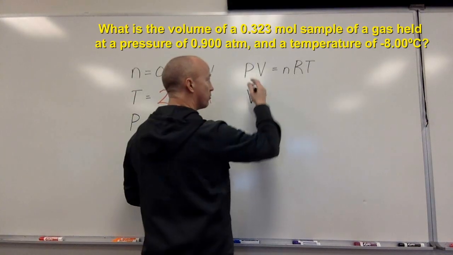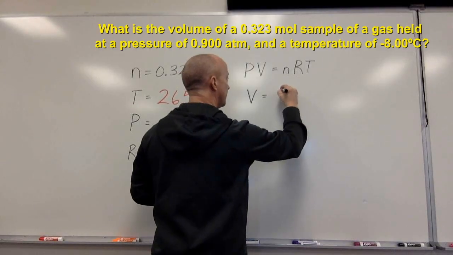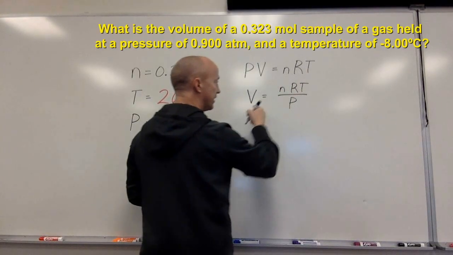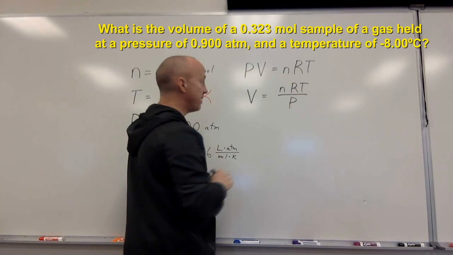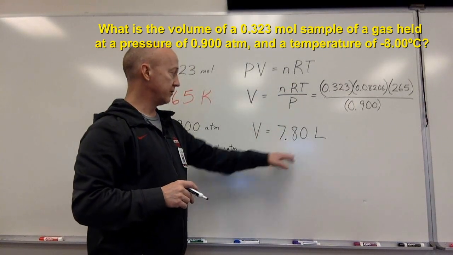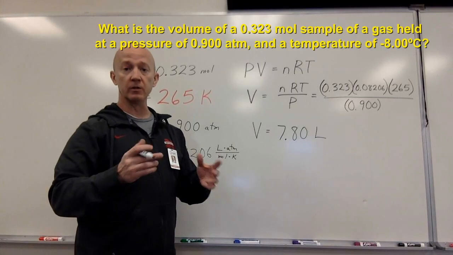To find volume, we'll rearrange the equation. nRT divided by P will give us volume. And now we simply fill in the values. Once we've plugged in our numbers, we do the math and we get a value of 7.80 liters.